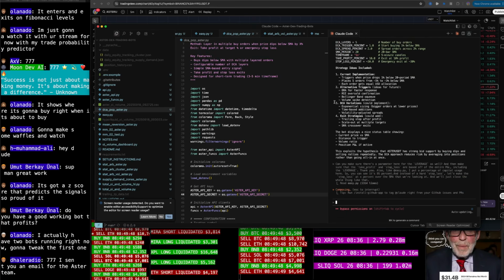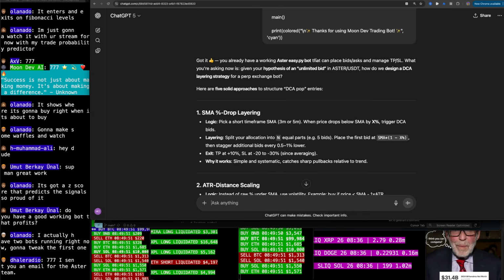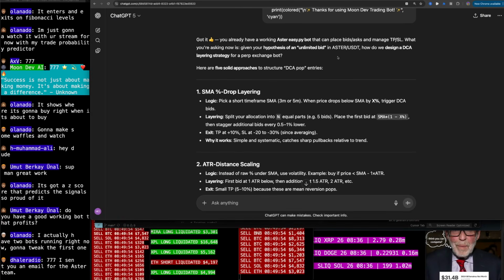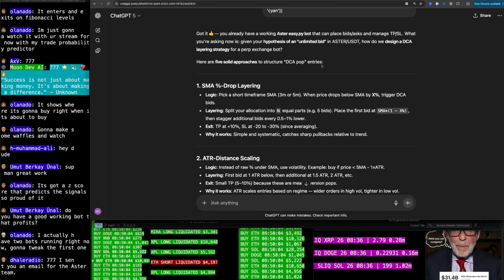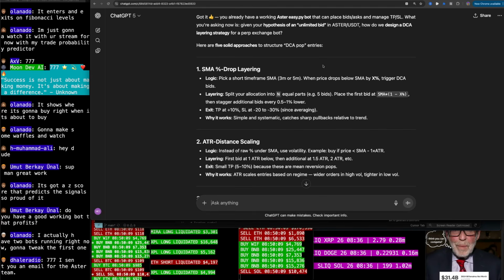Okay, so we're making those little updates here, but also I want to read through this. Given your hypothesis of an unlimited bid in Aster USDT, how do we design a DCA layering strategy for a perp exchange? Here are 5 solid approaches to structure a DCA pop entry. SMA drop layering: pick a short time frame like 3 minutes or 5 minutes. When price drops below the SMA by X%, trigger DCA bids. Split your allocation into n equal parts, like 5 bids. Place the first one at that point.